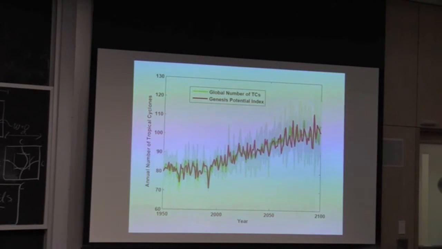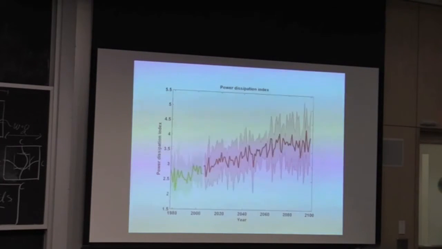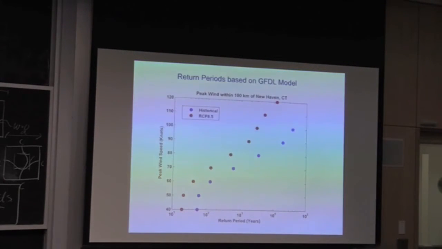There's a pattern to this, so this is just the track density change over 100 years, showing a lot of the change in the western North Pacific Ocean, but also the North Atlantic, and a bit in the southern Indian Ocean as well. This is just the same thing, but for hurricane power. We can filter those tracks to be just those that affect a particular region.